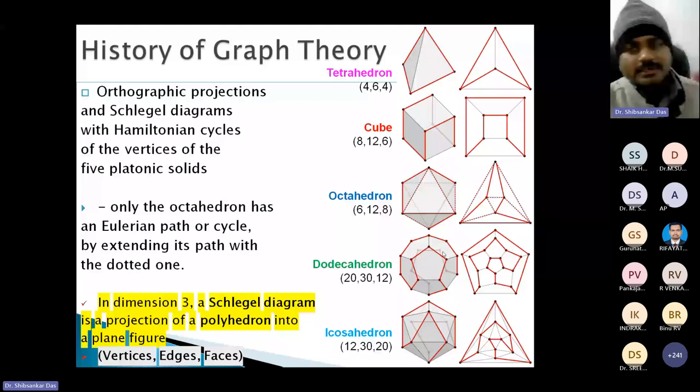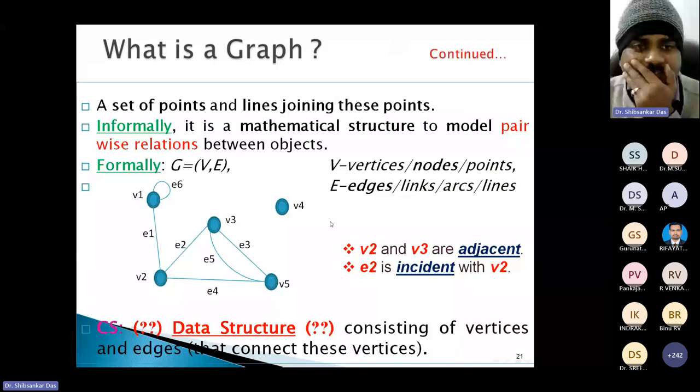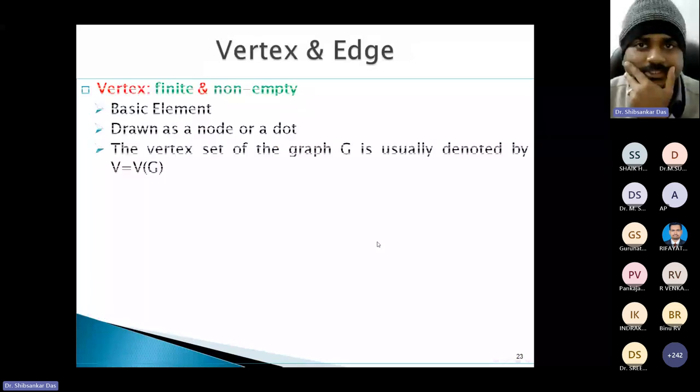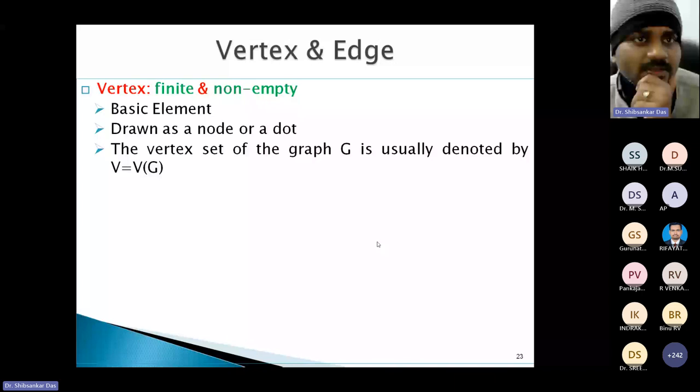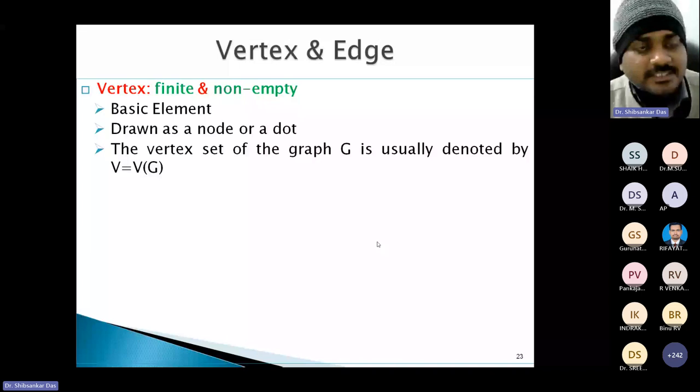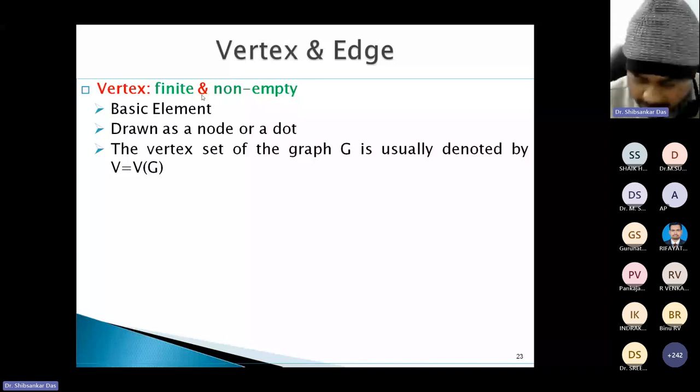So we have seen what a graph is, and that E is a subset of this. Now come to certain conditions on vertices and edges. The vertex set should be finite. Graph theory is a part of discrete mathematics, where many things are assumed to be finite. So here the vertex set is said to be finite, and non-empty. In the basic definition, a vertex set should be non-empty.